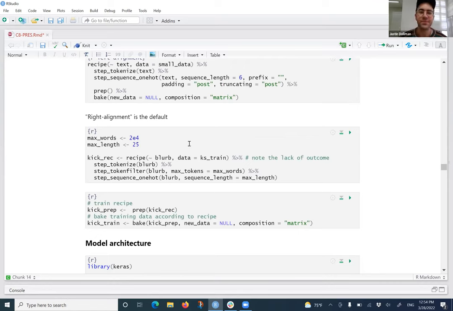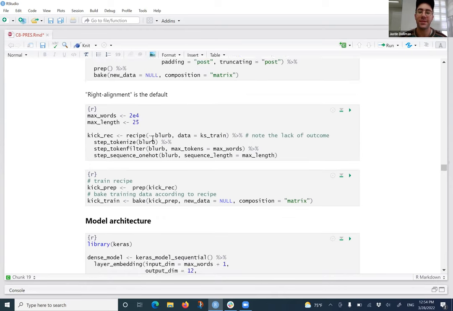That was a lot. So when it comes time to actually do this, we have to specify something we haven't talked about today, which is that there's a max words argument we can pass to the token filter. What that does is, when you tokenize all the words, it's going to just choose, in this case, the 20,000. I think they set it lower, maybe at 10,000.